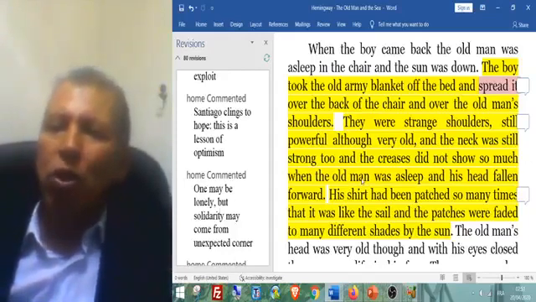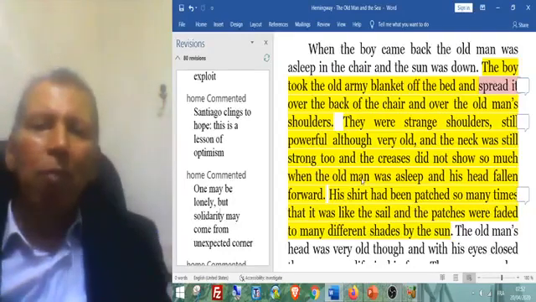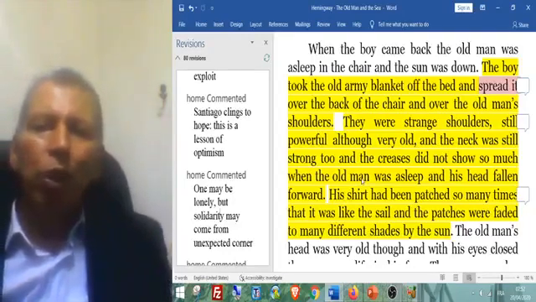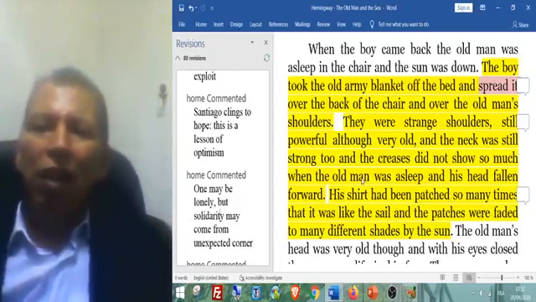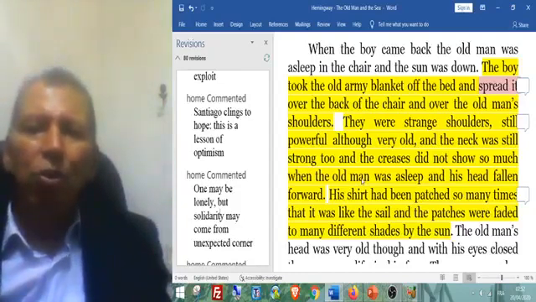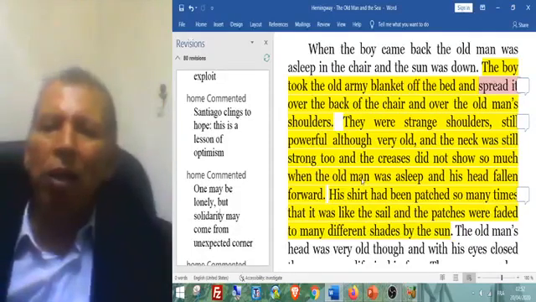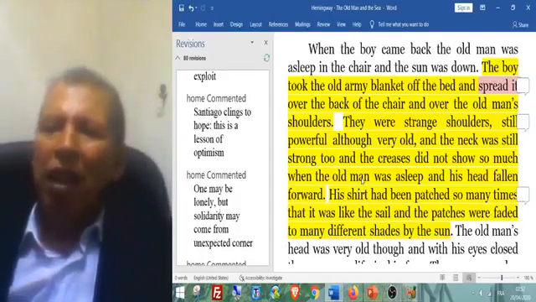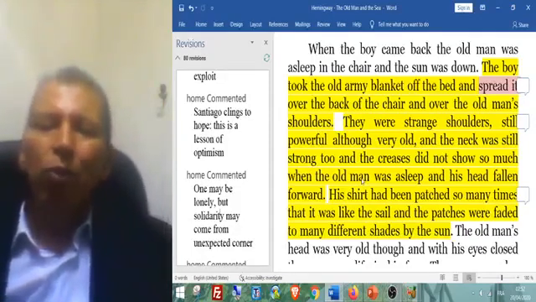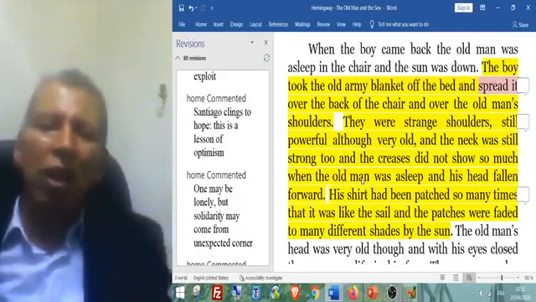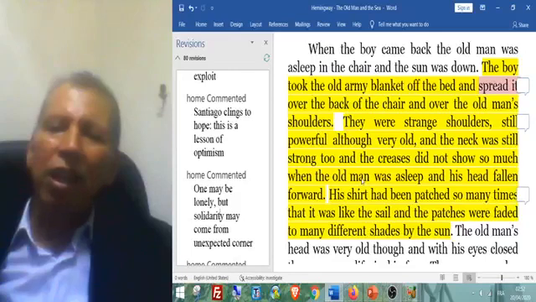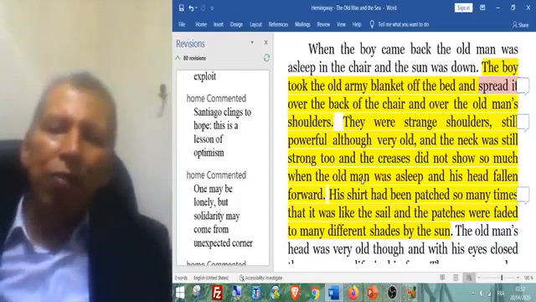They were strange shoulders, still powerful, although very old, and the neck was still strong too, and the creases did not show so much when the old man was asleep, and his head fallen forward. His shirt had been patched so many times that it was like the sail, and the patches were faded to many different shades by the sun.